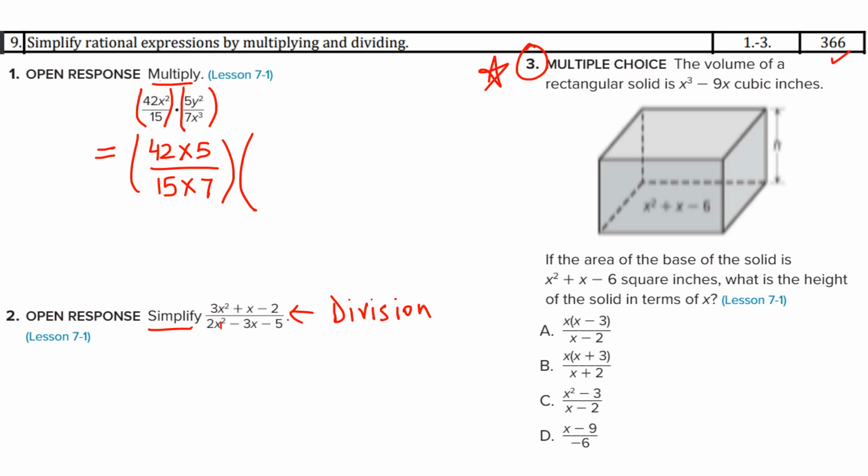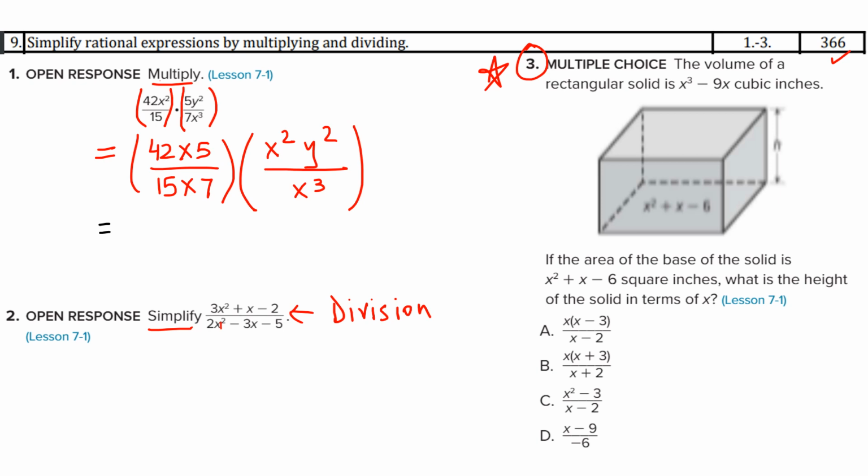So what are the variables in the numerator? X square. You also have a y square. The denominator just has x cubed. So this is my step one. I like to make things simple for you. So this is how we can break it into two parts: number separate, variable separate. Now it becomes quite easy.